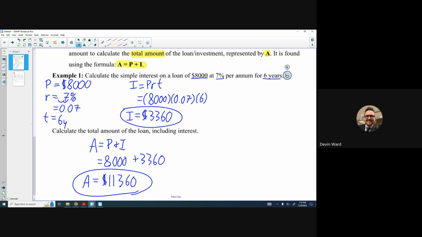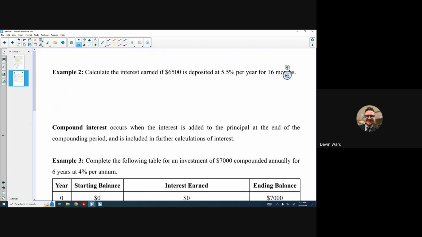Okay, so interest can cost a lot of money. If I started to invest the money, I can make interest instead of having to pay banks for interest. Okay, next I want to calculate the interest earned if $6,500 was deposited at 5.5% per year, or per annum, for 16 months. Okay, so again, I equals P R T, almost like party, but not quite.